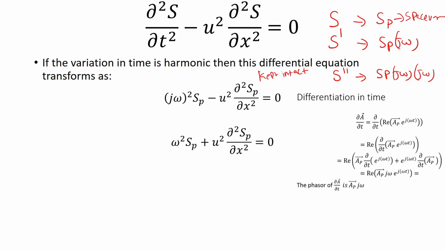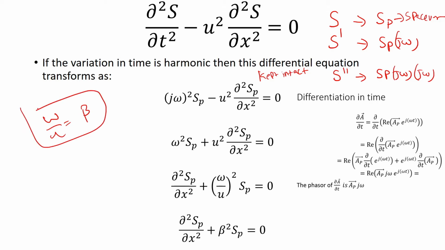If I divide the right hand side and left hand side with u square, then I would be getting that dou square Sp by dou x square plus omega by u whole square Sp is equal to 0, where we have just seen that omega by u is the phase constant beta. So I can rewrite this expression to be dou square Sp by dou x square plus beta square Sp is equal to 0. This is a partial differentiation in just one variable.